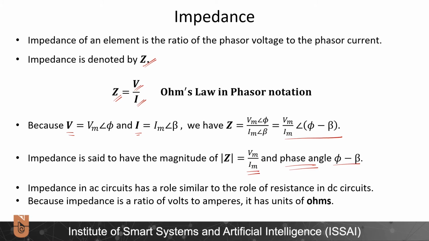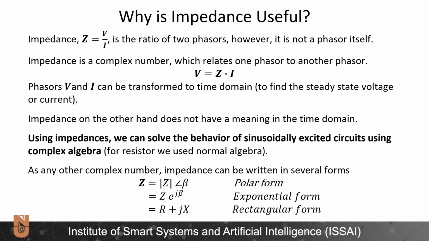Impedance in AC circuits is equivalent to the resistance in DC circuits. Because the impedance is the ratio of volts to amperes, it has the units of ohms. So, why is impedance useful? Impedance is the ratio of two phasors, but it is not a phasor itself. It's a complex number which relates the voltage phasor to the current phasor, and phasors can be transformed to the time domain. However, we cannot do the same for the impedance.